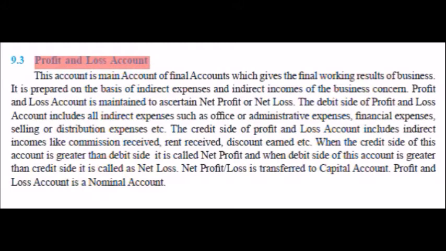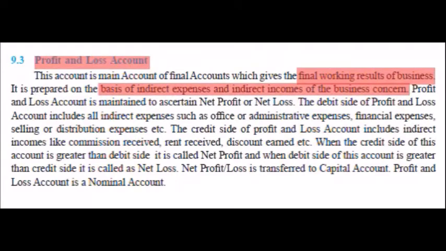So what is a profit and loss account? This account is the main account of final accounts, which gives the final working results of the business, whether it is a profit or a loss of the business. It is prepared on the basis of indirect expenses and indirect incomes of the business concern.